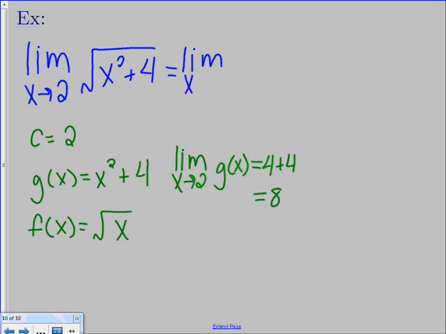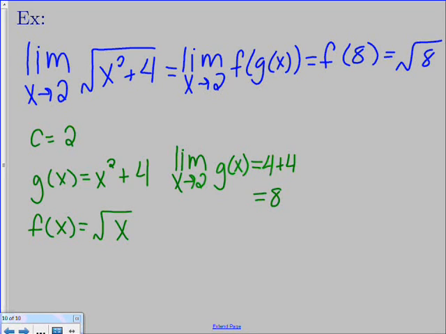So we get the limit as x approaches 2 of f of g of x, which we just showed was all you want to do is take the limit of g of x and then plug that into the function. So our limit of g of x was 8, so our final answer is just going to be equal to f of 8, which is equal to the square root of 8. And now, in math, we like to simplify things as much as we can, so we're going to simplify that square root, and we can do that by pulling a 4 out of it and making it 2 square root of 2. So that's going to be our final answer there.